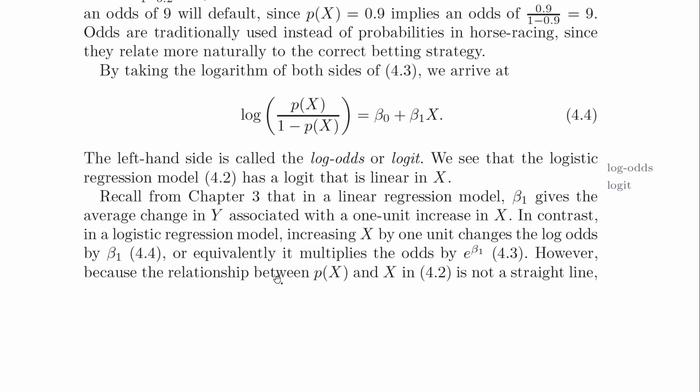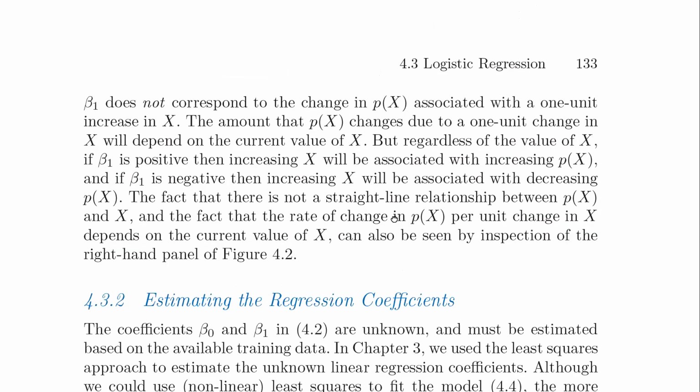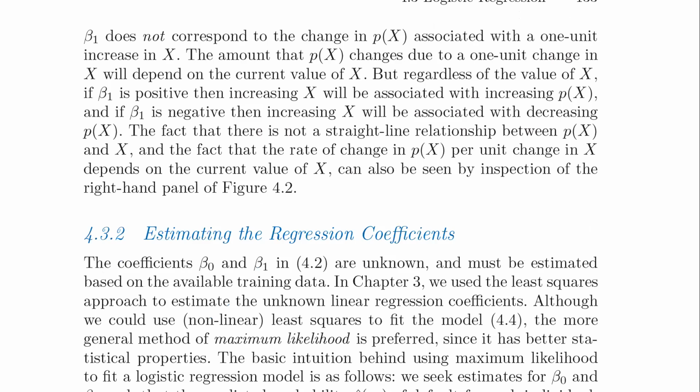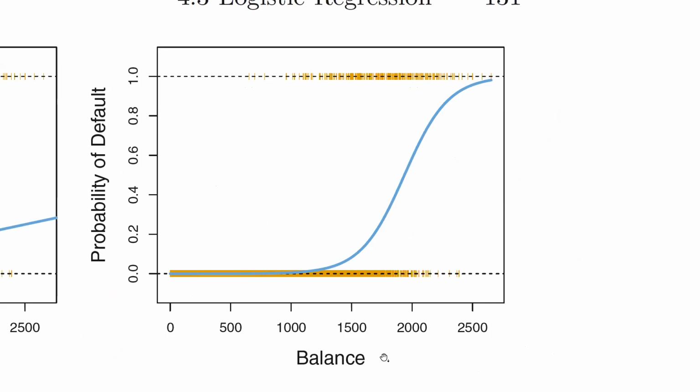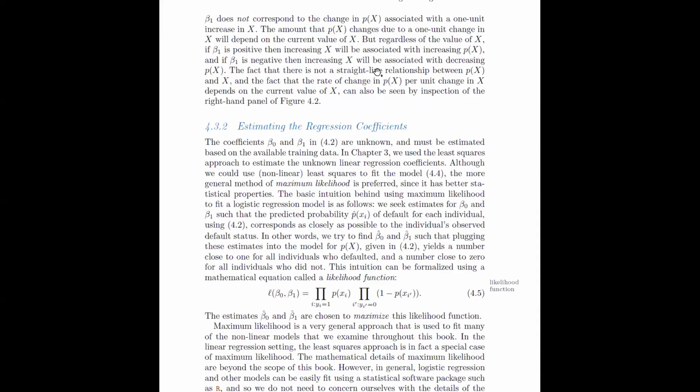However, because the relationship between the probability of default given X and X in 4.2 is not a straight line, beta 1 does not correspond to the change in the probability of default associated with a 1 unit increase in X. The amount that p of X changes due to a 1 unit change in X will depend on the current value of X. What we're saying is the model is sensitive in different ways to different inputs. So over here, you basically have a gradient of 0, then positive, very positive, less so positive, and it depends on the input that you are actually working with.